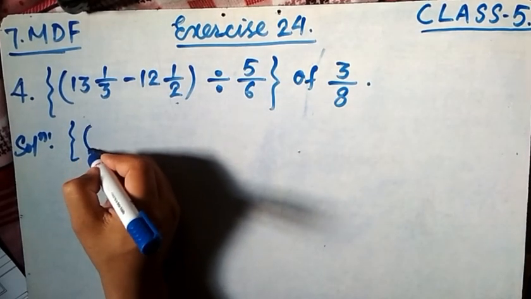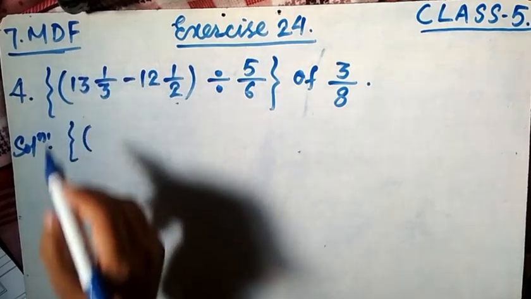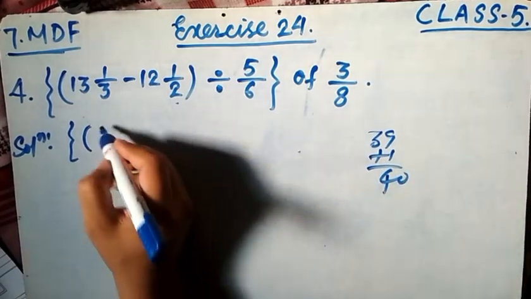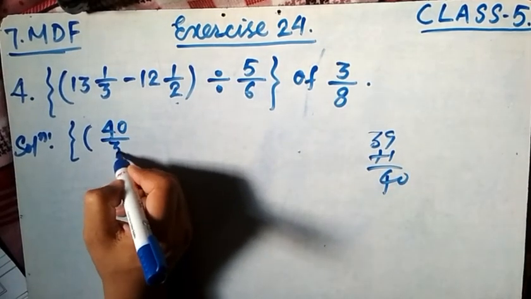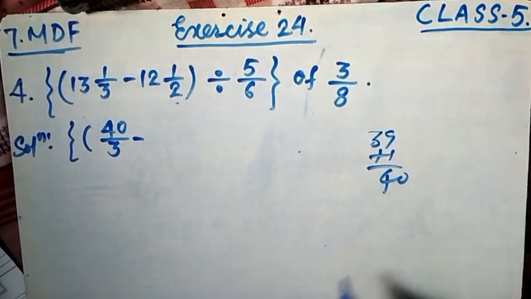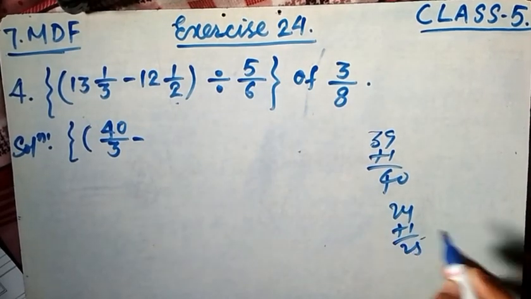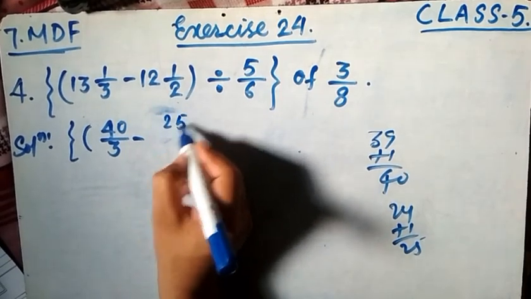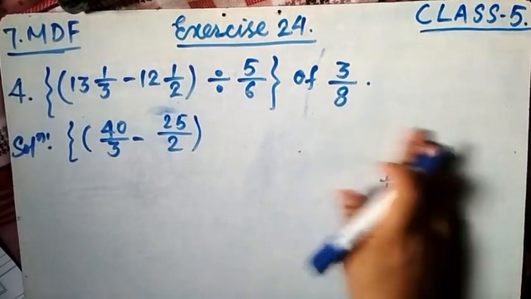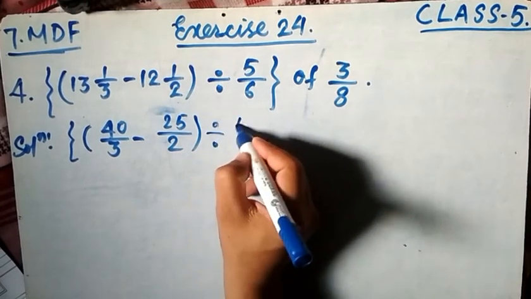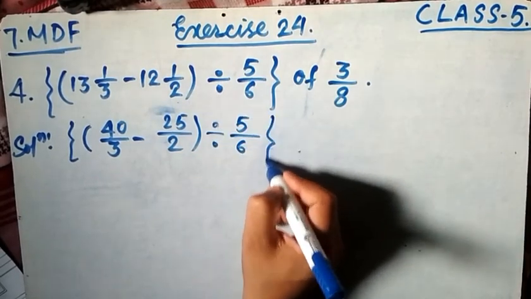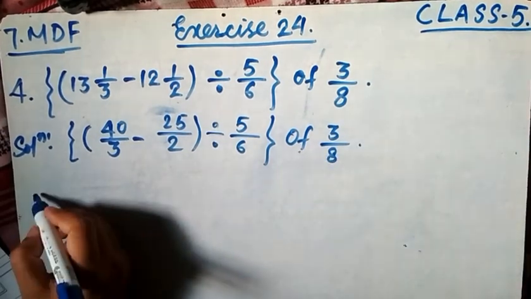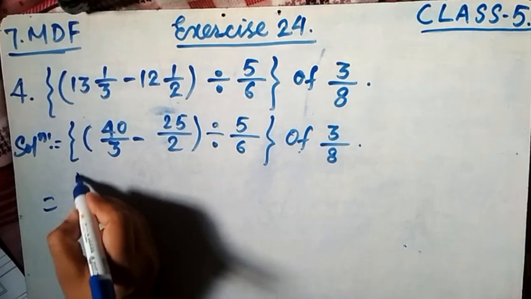First change this into an improper fraction. 13 3 is 39, plus 1 is 40, so 40 by 3. Here is the minus. 12 2 is 24, 24 plus 1 is 25, so 25 divided by 2. Close the small bracket. Now this division is as it is. Write OF of 3 by 8 as it is. Here the curly bracket is as it is.